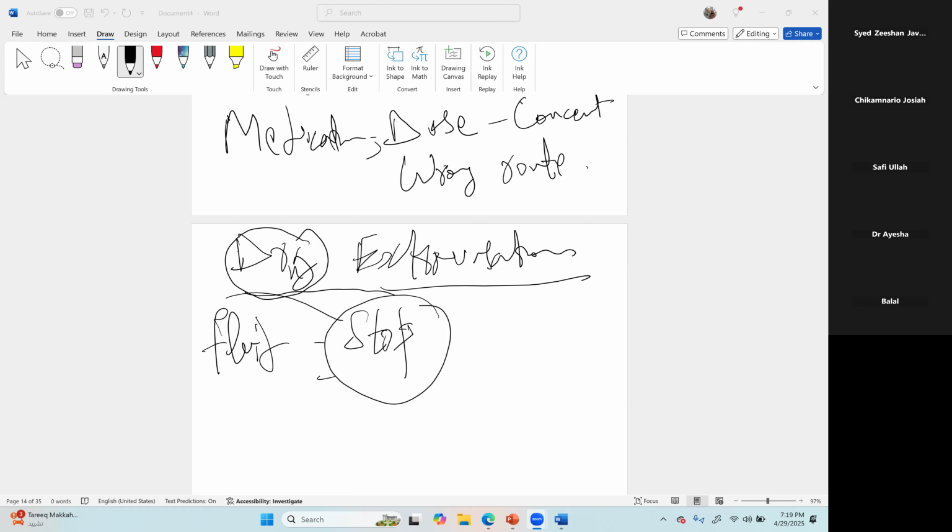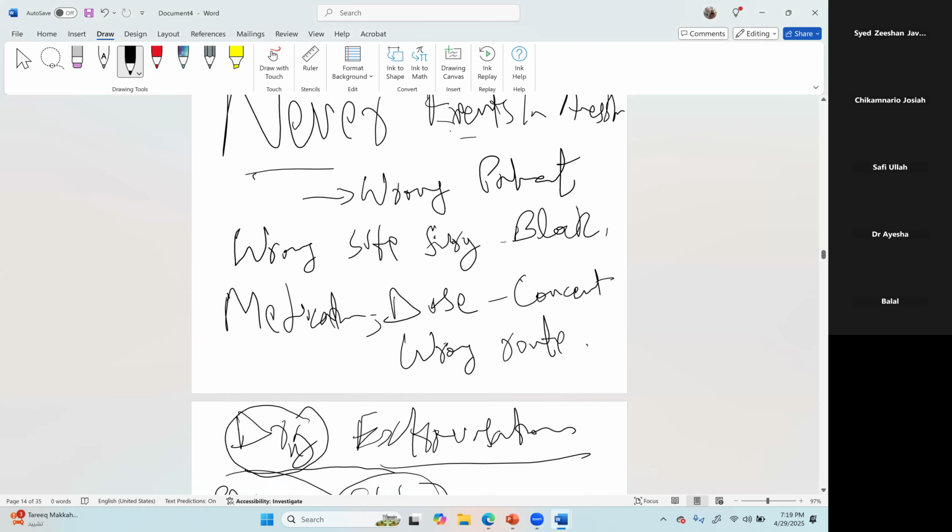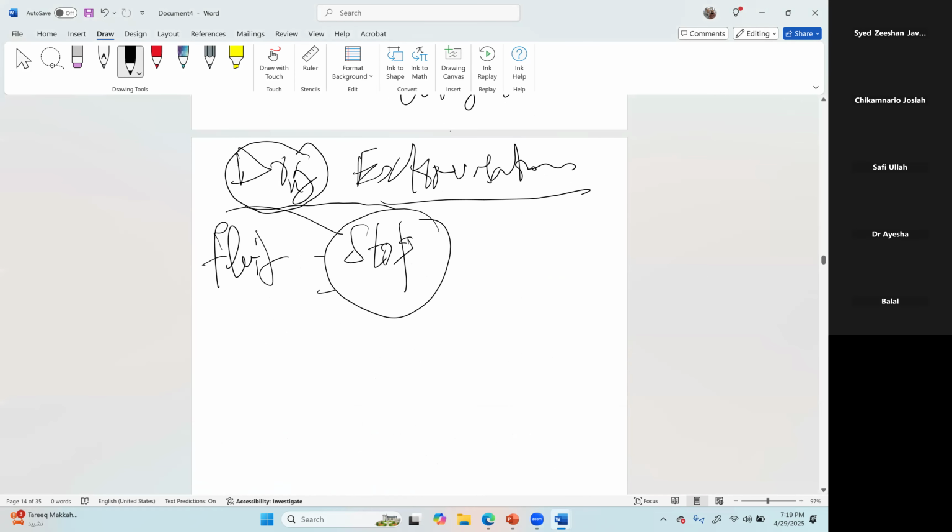For wrong IV medications or wrong site, the best option is drug labeling. Proper labeling with concentration, and ideally the person who is preparing the medication, the one who has to use it, should prepare it himself, and there should be a double check. Once he has filled it, he should double check what he filled. Or if two people are doing it, one person fills it and the other person does a double check. So that's why proper drug labeling with concentration and route is needed.